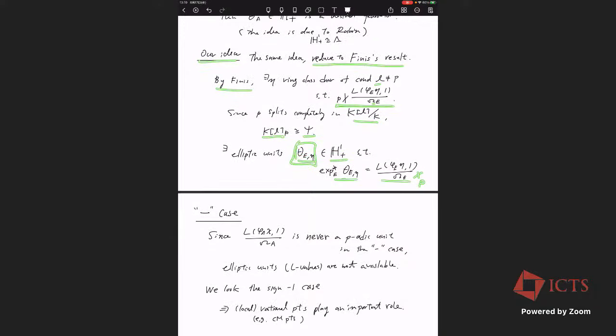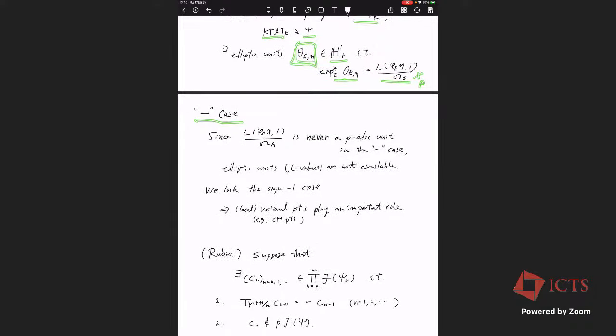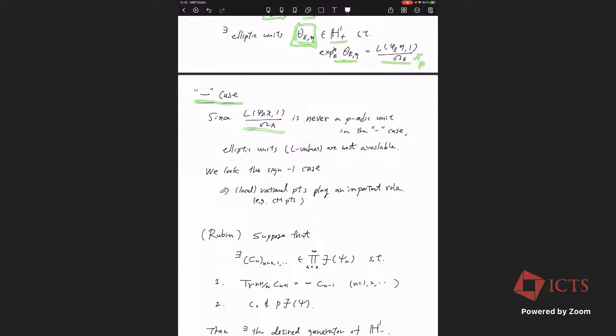Now I explain the minus case. In this case, such an L value is never a p-adic unit. For example, in the bottom case the root number is -1, so if chi is 1, this vanishes, so it is never a p-adic unit. And we can consider chi of higher conductor, a higher P-ramified character, but it is really hard to control the p-adic variation of such values for ramified characters. We don't know finite results for ramified characters. Actually, for ramified chi, this value is never a p-adic unit.